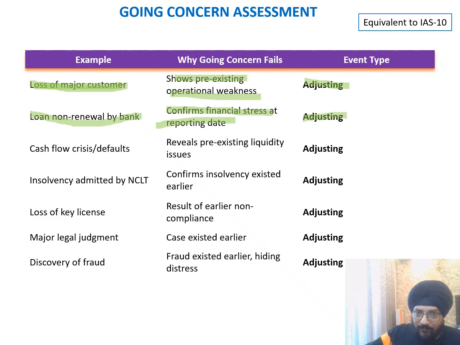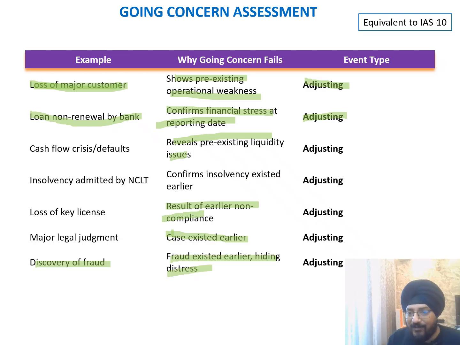Cash flow crisis or default reveals the pre-existing liquidity issues. Insolvency admitted confirms that insolvency existed. Loss of the key license, again an operational challenge. Major legal judgment, which means that it has a direct impact on my operation and the ability at which I am performing my business. Discovery of fraud that existed earlier, hiding distress.